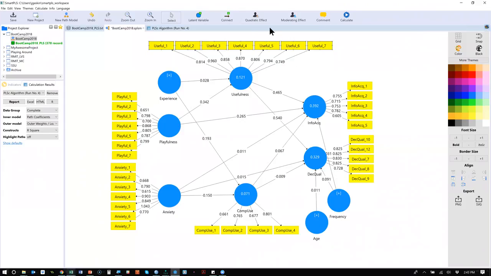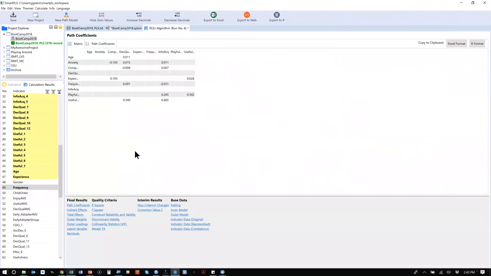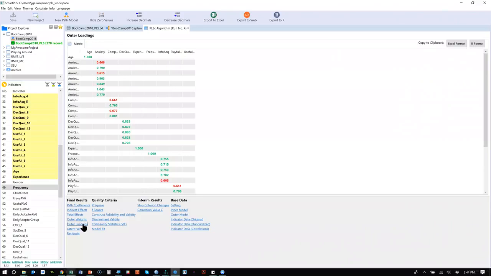We can know for sure if we look at the output. At the very bottom here, you'll see there are all these options. If we had formative factors, we'd use the weights. We're going to look at outer loadings because we have reflective factors. When you click on that, it shows you your pattern matrix. There it is. Age you can ignore because it's not latent. But here's how it all loads.